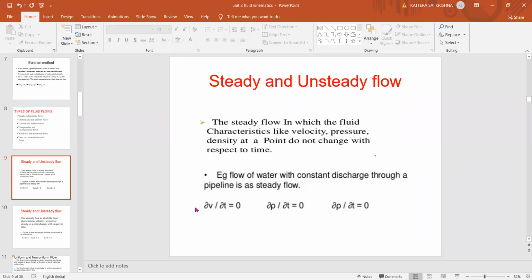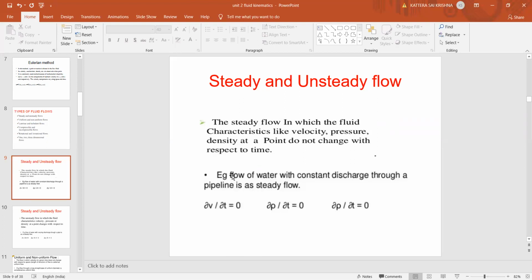In the fluid flow, with respect to time, always the velocity will be the same, always the pressure will be the same, always the density of the fluid will be the same. So that type of fluid flow is called steady flow, right? You can write roughly: the steady flow is the flow in which the fluid characteristics like velocity, pressure, density, etc. at a point do not change with respect to time.